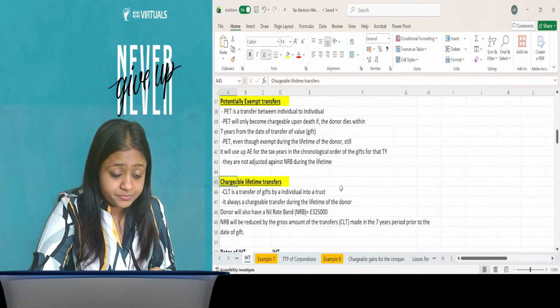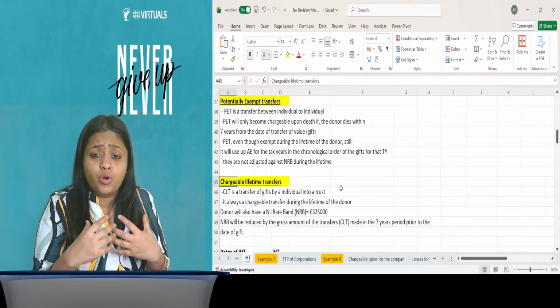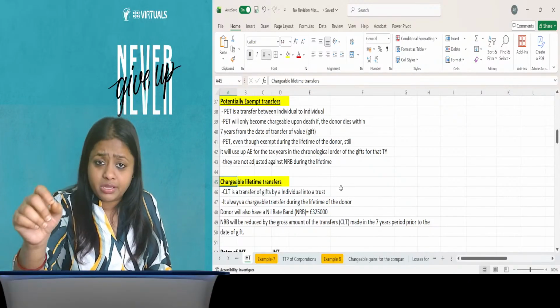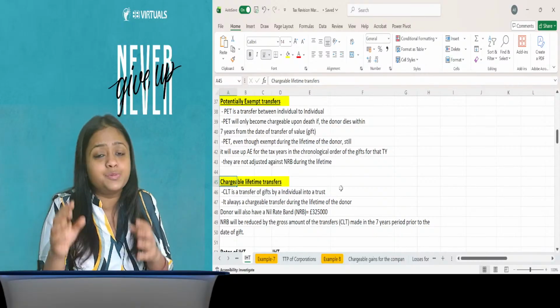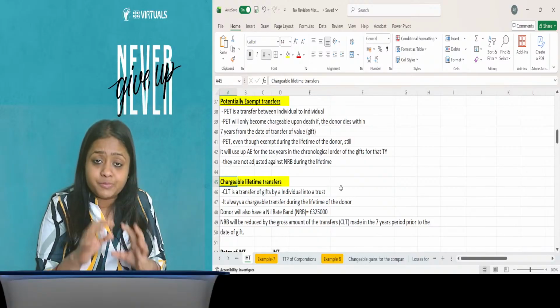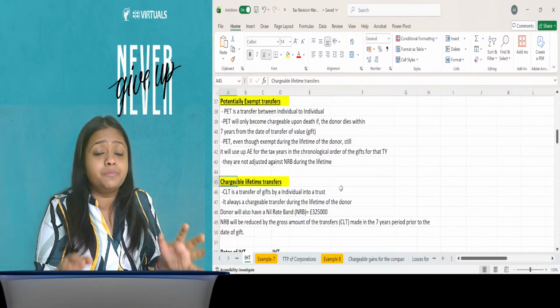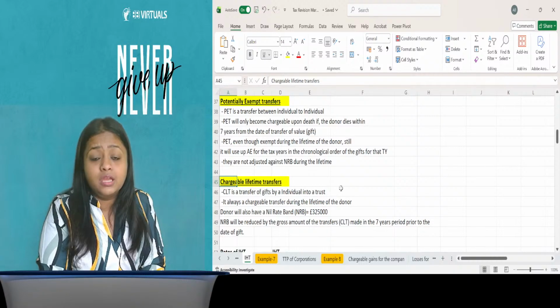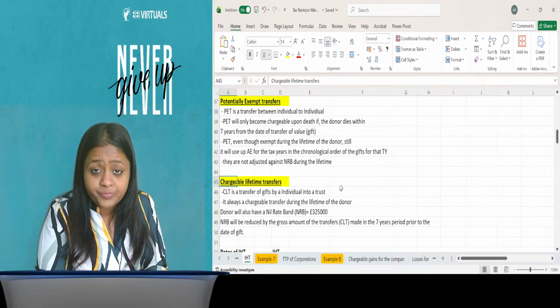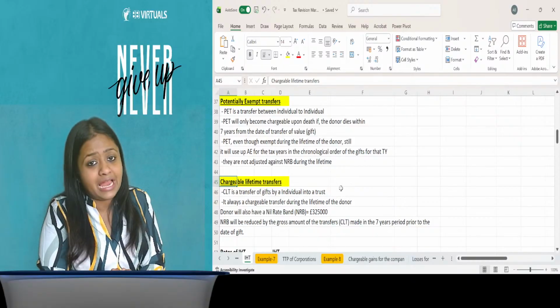Okay, now, what is the difference between these two transfers? The beauty here is individual to individual transfer, which is PET transfers. When this is made during the lifetime of the donor, then it is subject to zero IHT. That means IHT is not calculated when the lifetime transfers are made while the donor is alive. No IHT will be calculated on it.